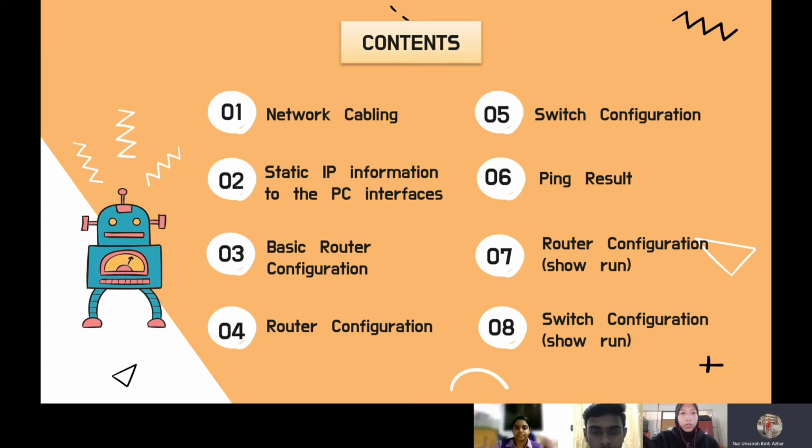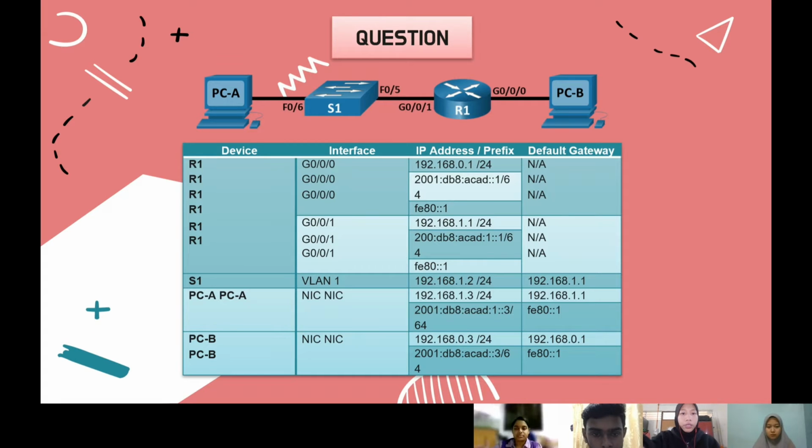Next, the content. First, network cabling. Second, static IP information to the PC interface. Third, basic router configuration. Fourth, router configuration. Fifth, switch configuration. Sixth, ping result. Seventh, router configuration show run. And eighth, switch configuration show run. And this is the question of what we can do.